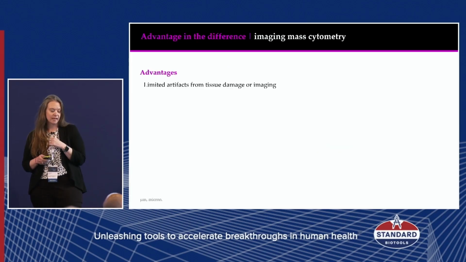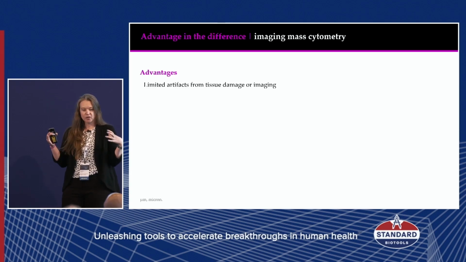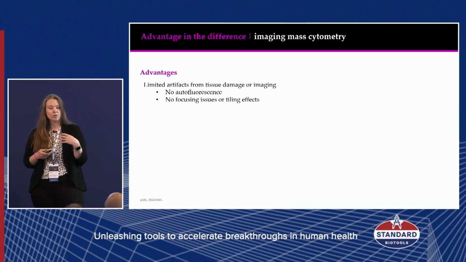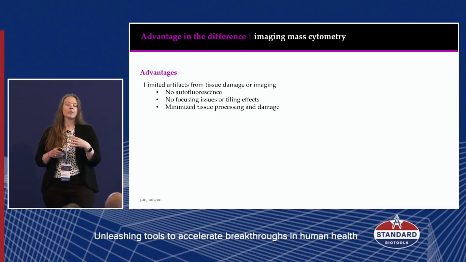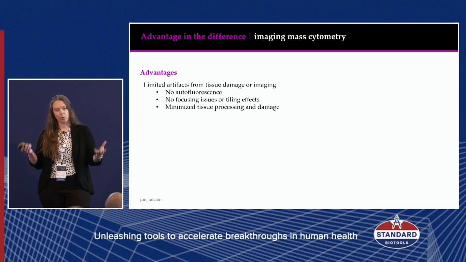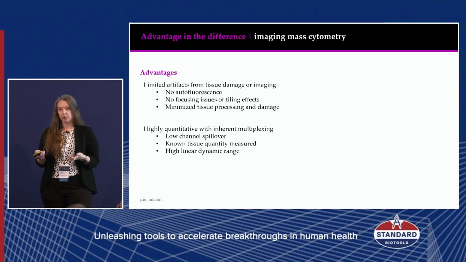Really what we see as the advantage here is that IMC allows us to get those high-plex images while still maintaining the tissue integrity. We don't have to worry about immunofluorescence tiling issues or focusing issues. Because we're doing it all in one cocktail, with one pass on the IMC, we're also limiting tissue processing damage over time. It's highly quantitative. We get low channel spillover if we're titrating our antibodies. We actually know how much tissue we're measuring. We have that high linear dynamic range, and we don't need spectral deconvolution.